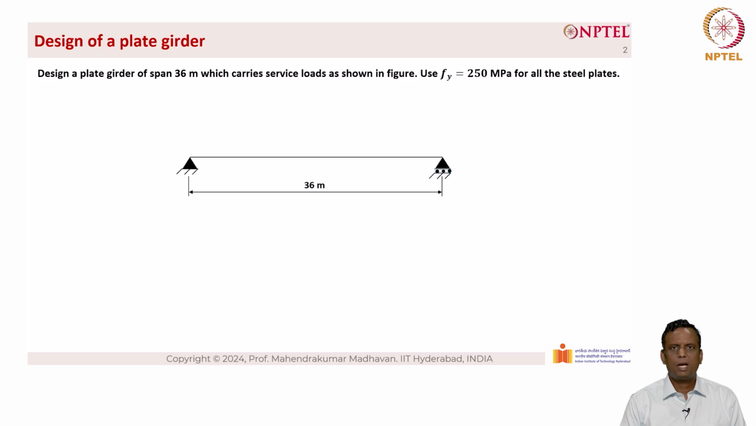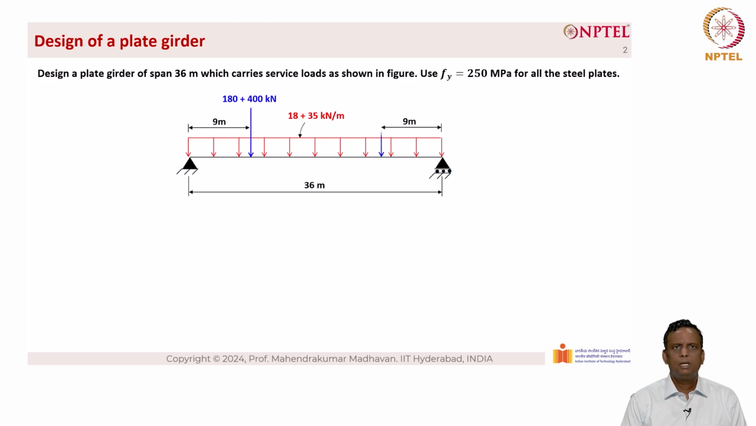So, you can see that this span is 36 meters and it is subjected to a uniformly distributed load 18 plus 35 kilonewton per meter, and you have two concentrated loads 180 plus 400 kilonewton on the left side, which is 9 meters from the left support as well as 9 meters from the right support. The first load 180 represents the dead load and the 400 kilonewton represents the live load. Similarly, for the uniformly distributed load, the first 18 represents the uniformly distributed dead load, and the next 35 kilonewton per meter represents the uniformly distributed live load.